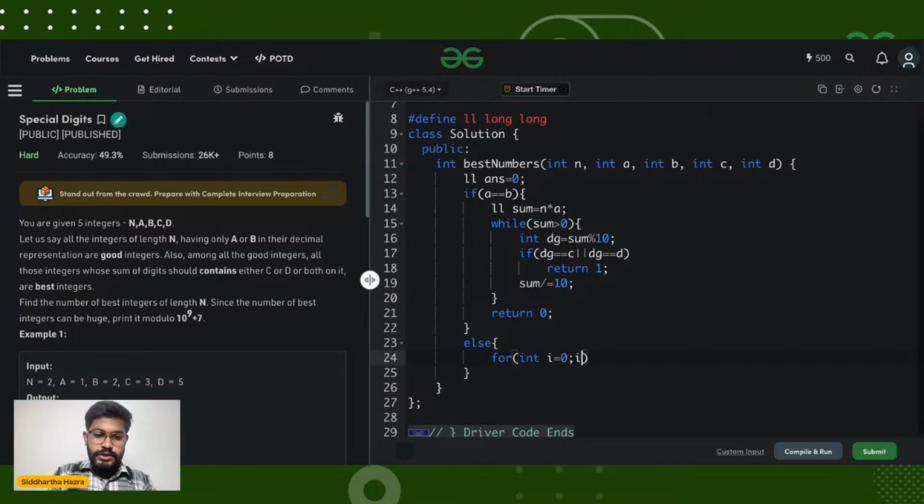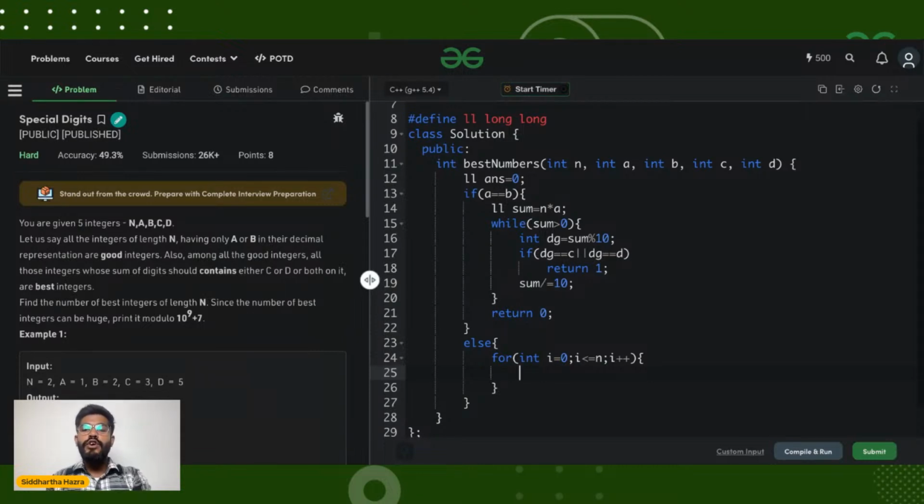For int i equal to 0, i less than or equal to n, i plus plus. What I'm trying to do: here I told you that length is equal to 5. So first I used 0a, then 1a, then 2a, then 3a, then 4a, and then 5a. So we are moving forward from 0 till the value of 5. That is why 0 till the value of n. Whatever is given is the length.